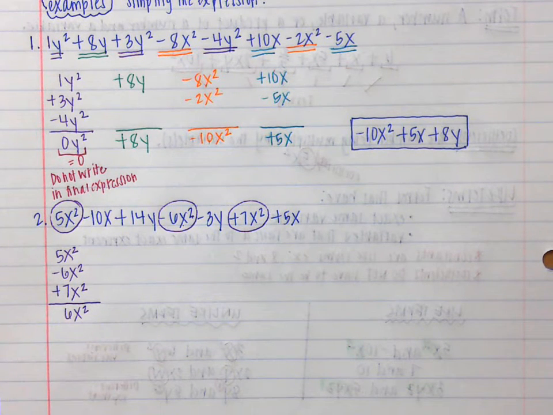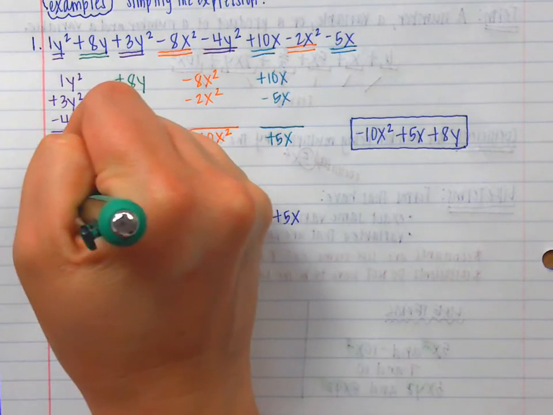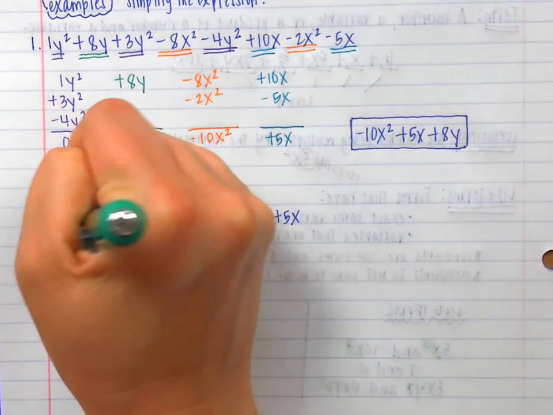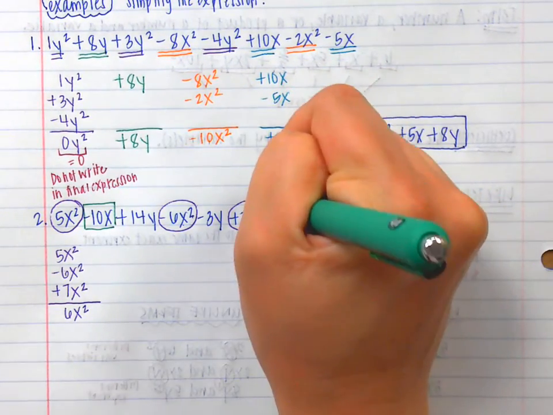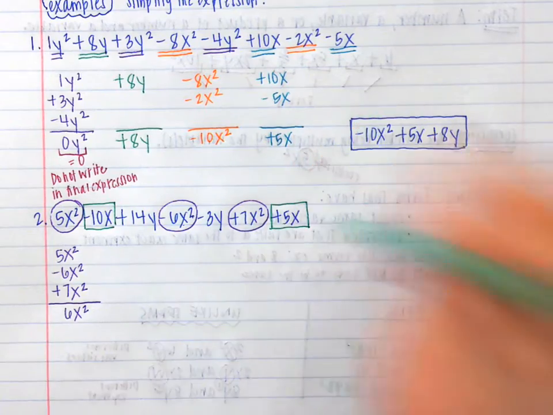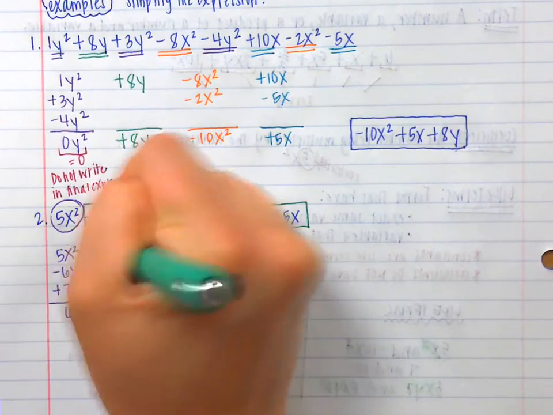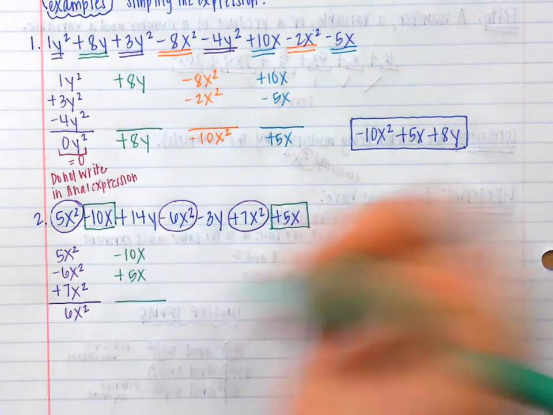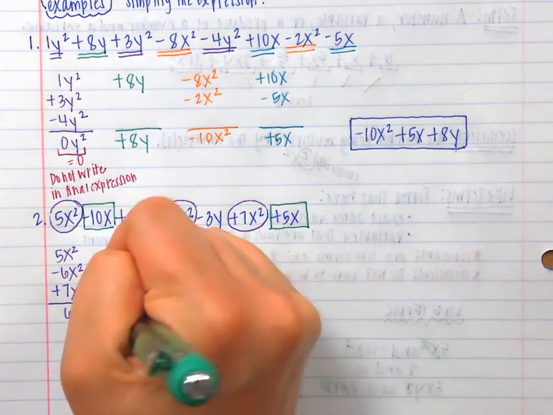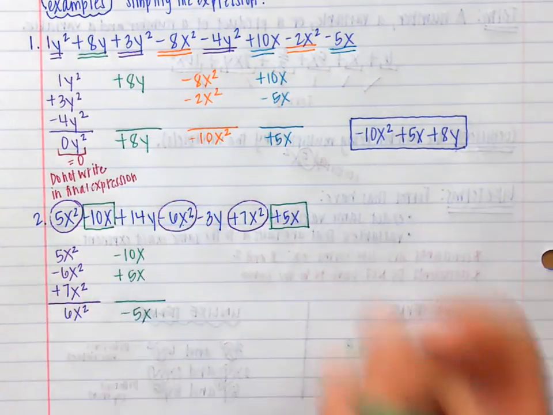So then when I go to the next one, I would use a different shape. So -10x, I'm looking for anything with an x. So yes, and I'm going to use a box for those. So -10x plus 5x. So -10 plus 5 gets me -5x.